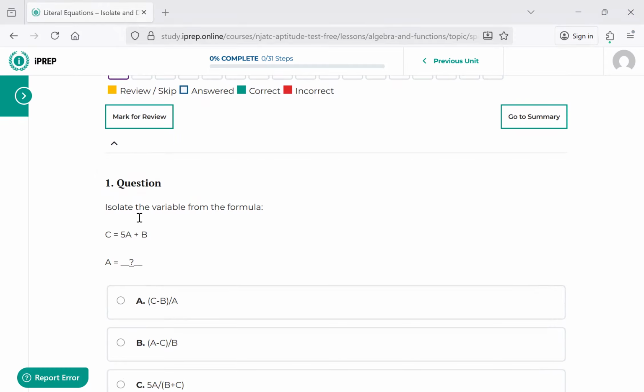Okay, so let me write it out here. C equals 5A plus B, and you want to solve for A. First, I'm going to get rid of that B by subtracting B from both sides, right? So I get C minus B equals 5A.